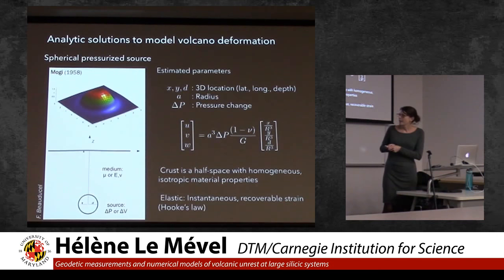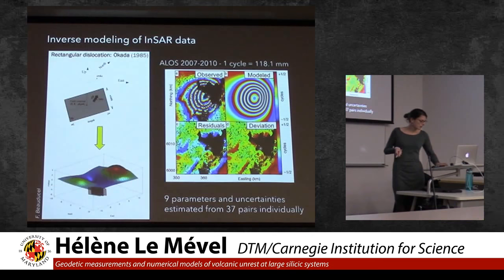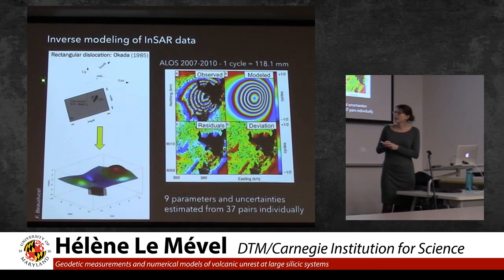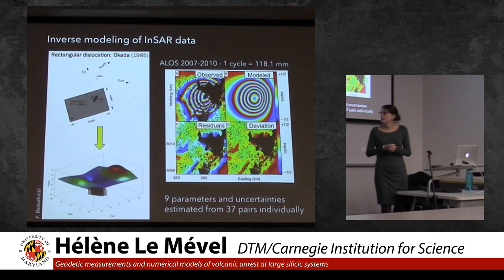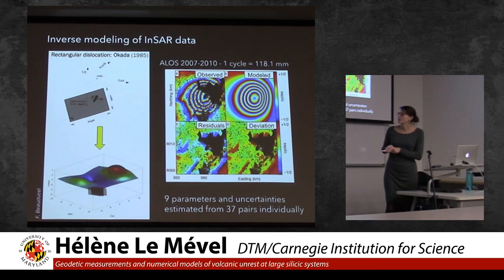Another analytical solution that has a few more parameters is what we call the Okada model. The solution was proposed by Okada, and it considers a rectangular dislocation at depth. It has nine free parameters: the location of the rectangular dislocation, the size, the depth, and the opening and/or slip. This model is used a lot for modeling motion due to earthquakes, but it's also used for sills. In our case, it was more like a sub-horizontal sill that is inflating. We didn't find any slip, but just tensile opening of this rectangular dislocation.